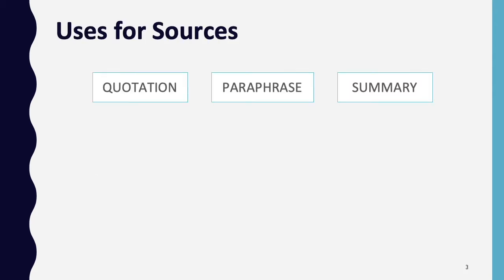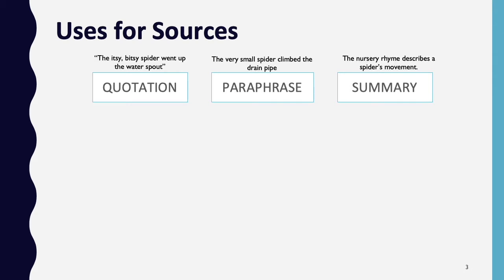Sources are outside materials found through research that we make use of in our papers. We bring them into our writing in one of three ways: by quoting, paraphrasing, or summarizing. A quotation involves using the exact language as it is written in a source, like a book or an article, and placing that language in quotation marks. In this case, to illustrate, we've quoted a line from a nursery rhyme, The Itsy Bitsy Spider.